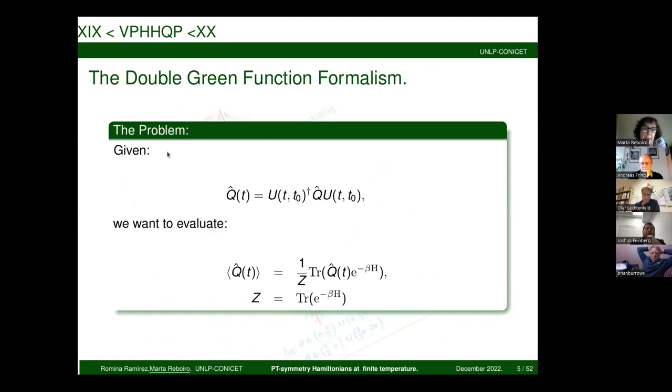First, we shall say, as usual, that the time evolution of an operator Q in the Heisenberg representation is done by knowing the time evolution operator U. And when we say we want to see what happens at finite temperature, we are taking the trace over the eigenvalues of the Hamiltonian that models the system.